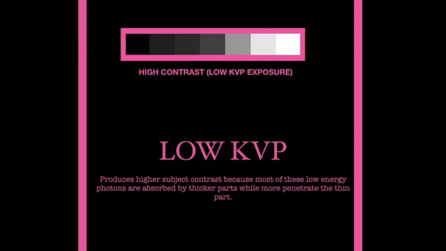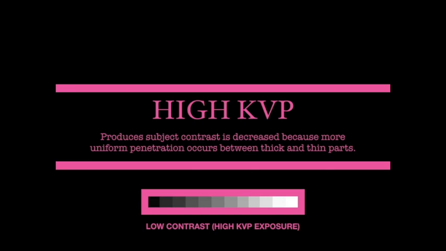Low KVP produces higher subject contrast because most of these low energy photons are absorbed by thicker parts while more penetrate the thin part. Above, I have a scale representing a high contrast, low kVp exposure. High kVp produces decreased subject contrast because more uniform penetration occurs between thick and thin parts. Below, I have a scale representing low contrast, high kVp exposure.